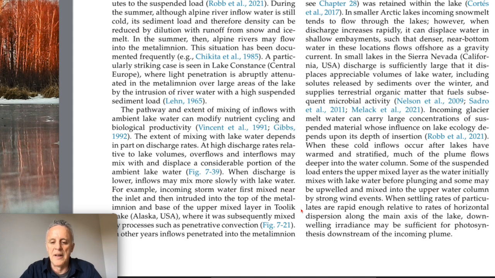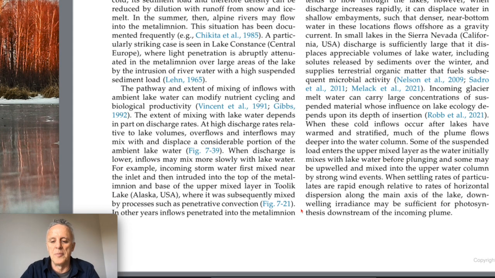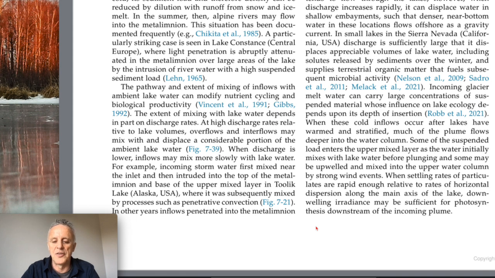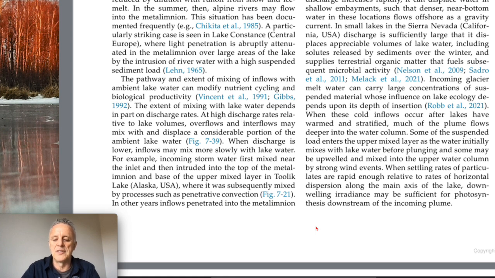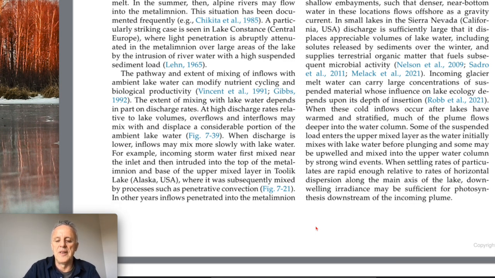Incoming glacier meltwater can carry large concentrations of suspended material whose influence on lake ecology depends upon its depth of insertion. When these cold inflows occur after lakes have warmed and stratified, much of the plume flows deeper in the water column. Some of the suspended load enters the upper mixed layer as the water initially mixes with lake water before plunging, and some may be upwelled and mixed into the upper water column by strong wind events. When settling rates of particulates are rapid enough relative to rates of horizontal dispersion along the main axis of the lake, downwelling irradiance may be sufficient for photosynthesis downstream of the incoming plume.